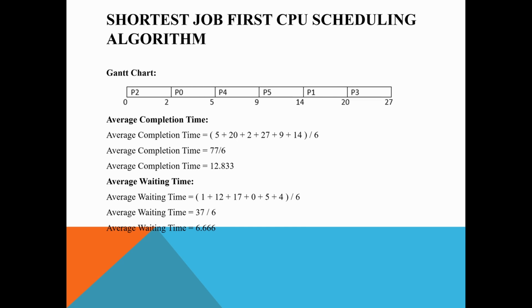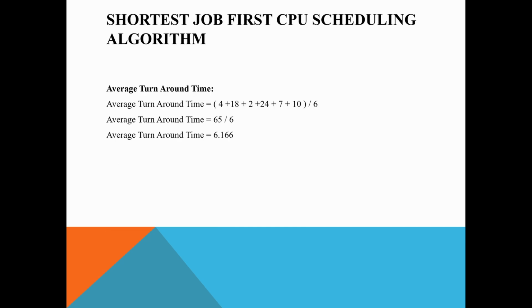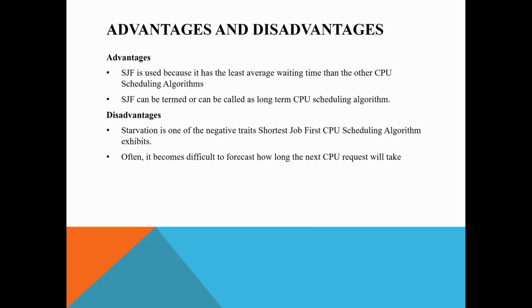Using this, we calculate the completion time, waiting time, and turnaround time using the formulas explained before. Now let's see the advantages and disadvantages of the shortest job first CPU scheduling algorithm. It is also called SJF. It is used because it has the least average waiting time compared to other CPU scheduling algorithms. SJF can be called a long-term CPU scheduling algorithm.